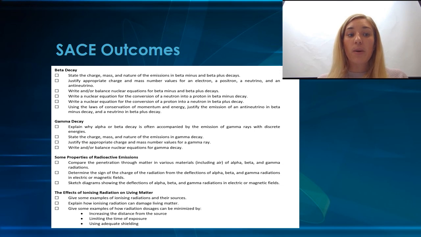So there are quite a few of our SACE outcomes that we're going to be covering today. There's a few about what is beta decay and about how to balance equations for beta decay, and also similarly for gamma decay, so being able to explain which type of decay is going to happen, and also balance gamma decay equations, and also some of the properties of radioactive emissions. So comparing the different types of radiation and the strengths and the effects of their penetrating power, and what actually happens when this type of radiation interacts with humans and the effects on living matter.